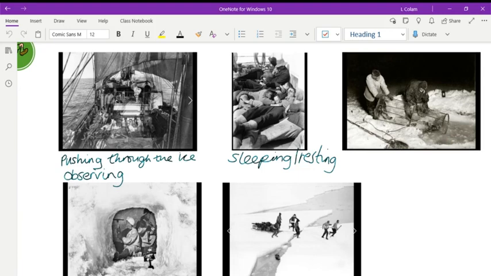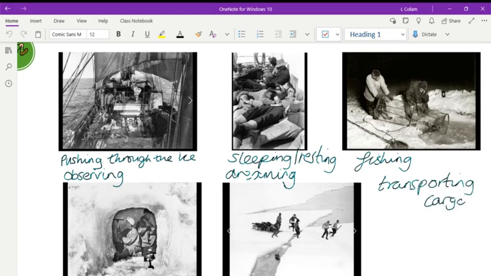They could also be dreaming. You could also have the crewmates daydreaming. If you thought about another picture, this one, they are fishing. So maybe you could talk on the first day about how they went fishing to collect some food. Transporting cargo. We'll try and use some technical vocabulary whilst we're working this morning.